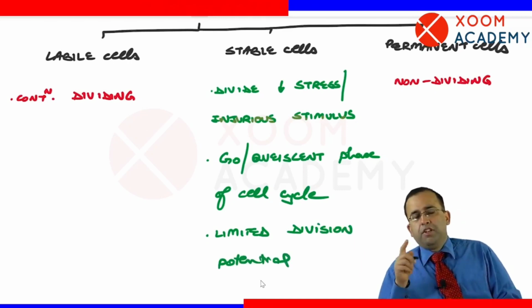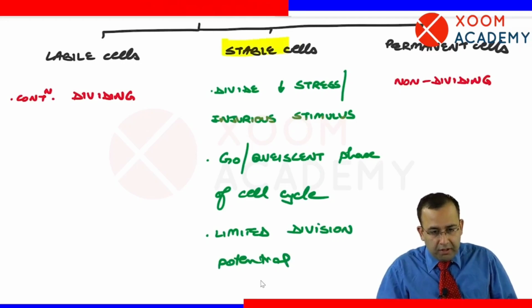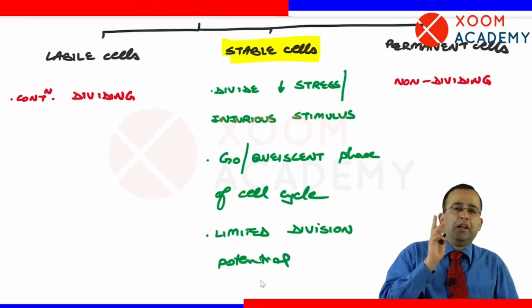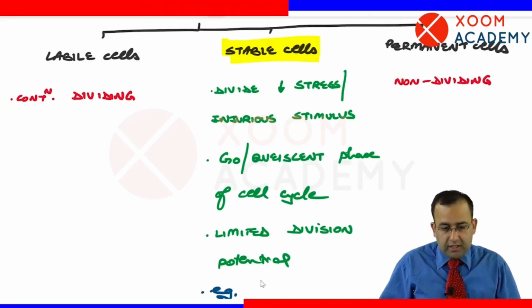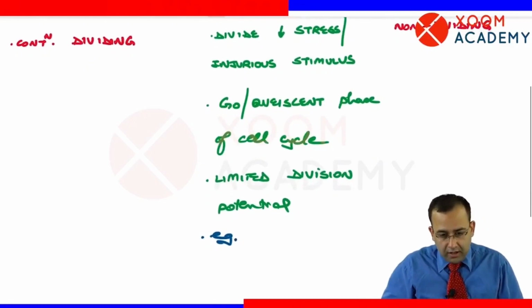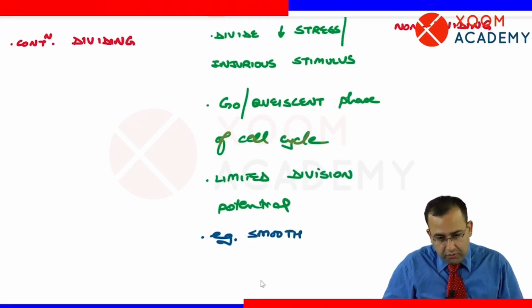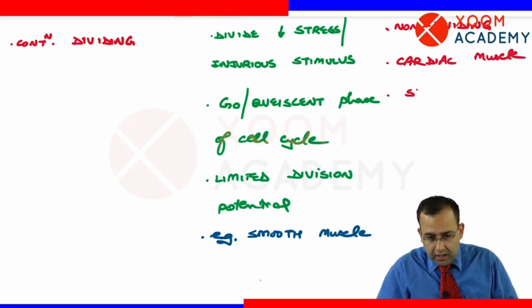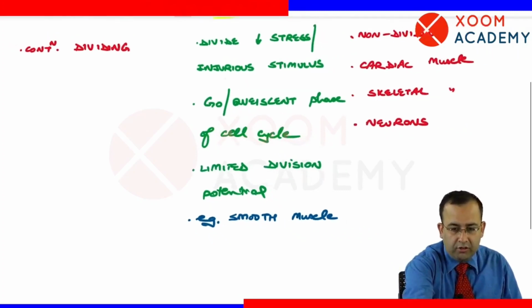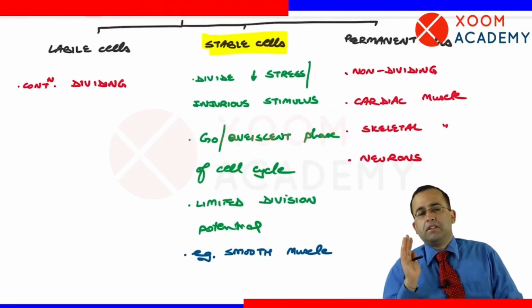Next point, which muscle is a stable cell? तीन टाइप की मसल्स है, स्केलेटल मसल, स्मूथ मसल एंड कार्डियक. स्टेबल कौन सी है? स्मूथ मसल. वेरी वेरी इंपॉर्टेंट. एग्जाम्पल्स ऑफ स्टेबल सेल्स, दैट इज स्मूथ मसल is a stable cell versus cardiac muscle, skeletal muscle and neurons, which are permanent cells.